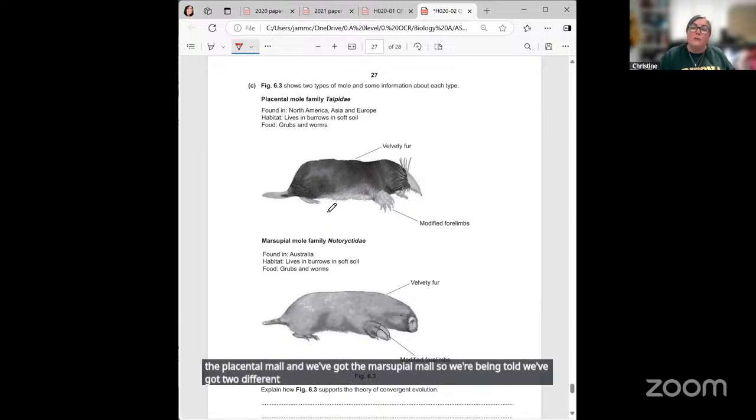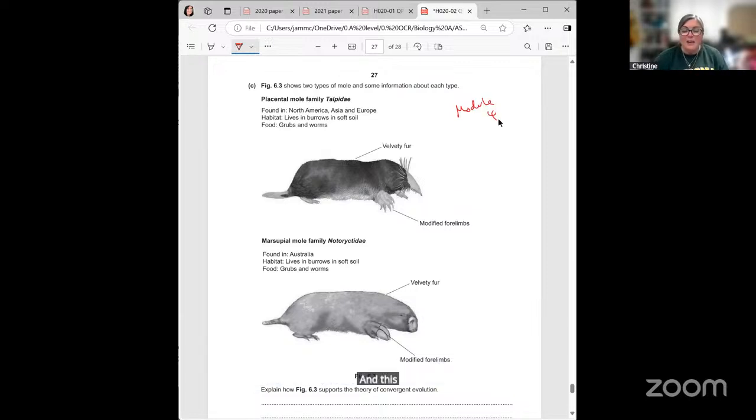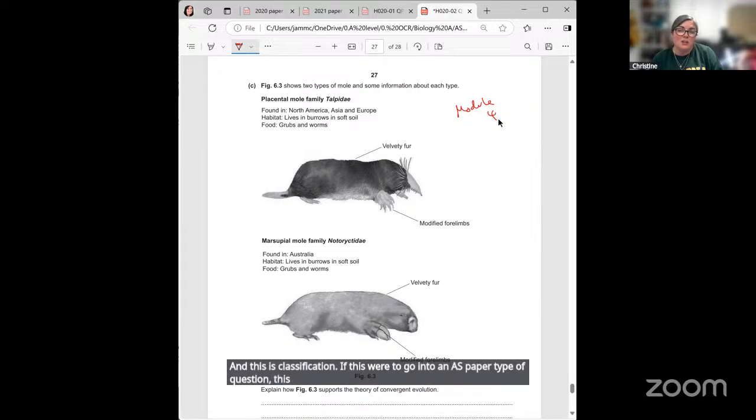So because you're year 12, this is an AS paper. This is your module 4. And this is classification. If this were to go into an AS paper type of question, this would be about speciation. So this would be where they were asking you to talk about, well, what caused them to actually change.